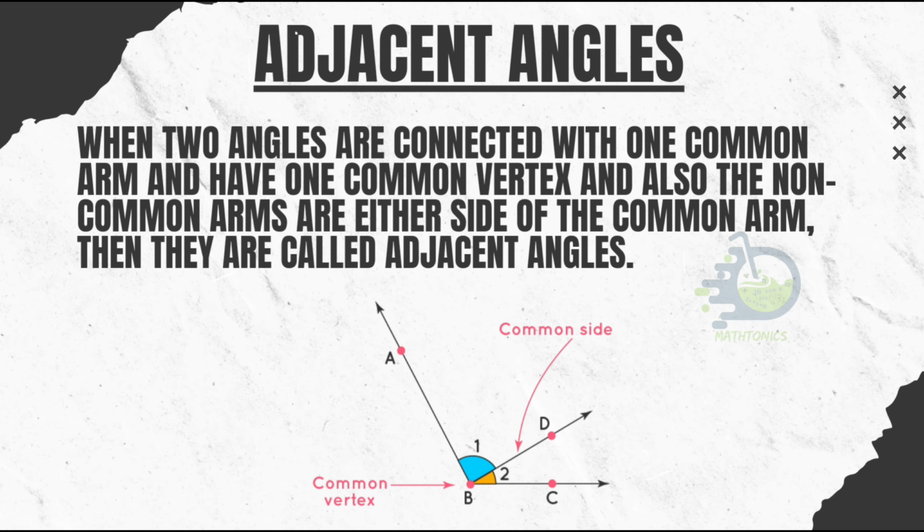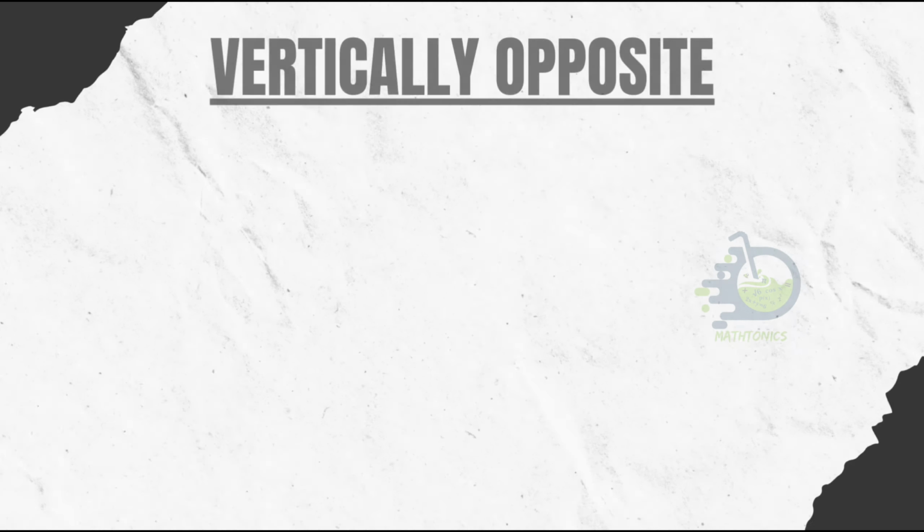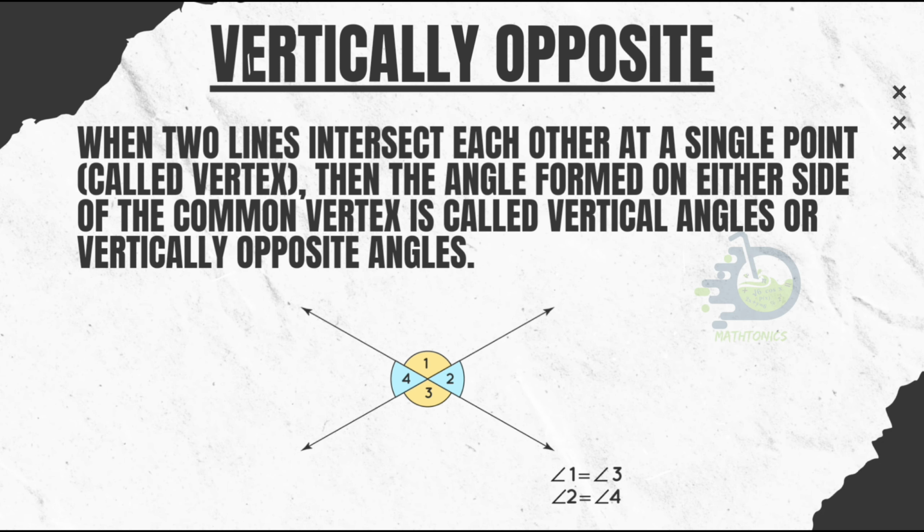Adjacent angles. When 2 angles are connected with one common arm and have one common vertex, and also the non-common arms are on either side of the common arm, then they are called adjacent angles. Vertically opposite angles. When 2 lines intersect each other at a single point, then the angles formed on either side of the common vertex are called vertically opposite angles.